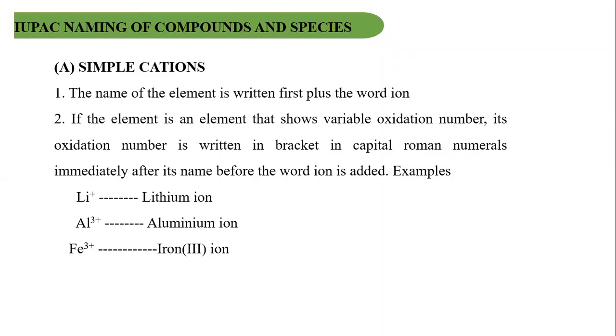That oxidation number is written in brackets in Roman numerals. As you can see, Roman numeral 3. Then a space before the word ion is added.